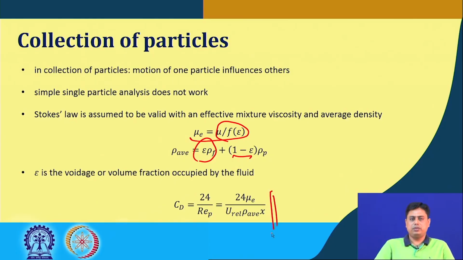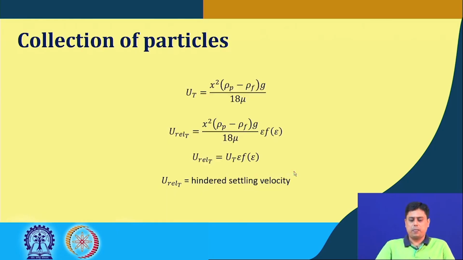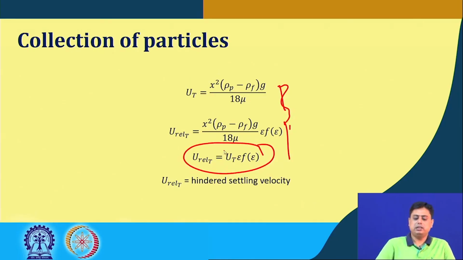Now, we know that in the Stokes regime, this is the drag coefficient, which under terminal velocity condition we can write as this simple balance that we have already seen, and we find a relation between this terminal velocity, based on the relative velocity concept, and a single particle terminal velocity. By comparing these two expressions, we find that the hindered settling velocity is basically the single particle terminal velocity multiplied by the void fraction multiplied by a function dependent on the void fraction, or the volume fraction of the fluid.